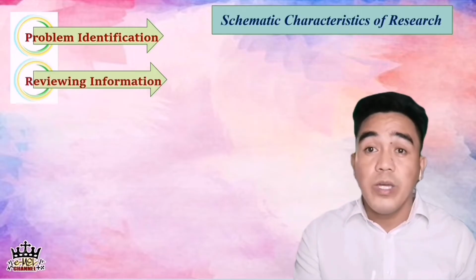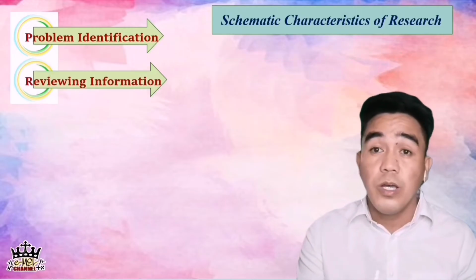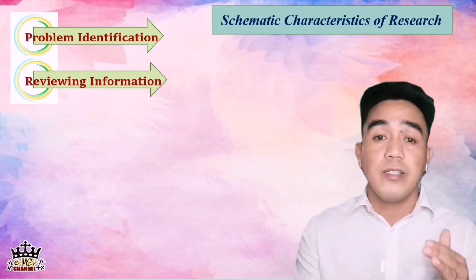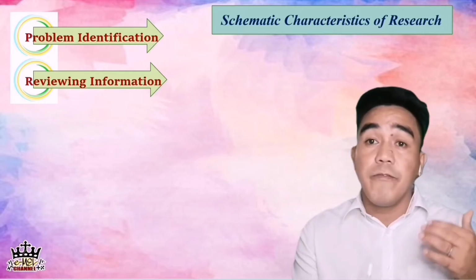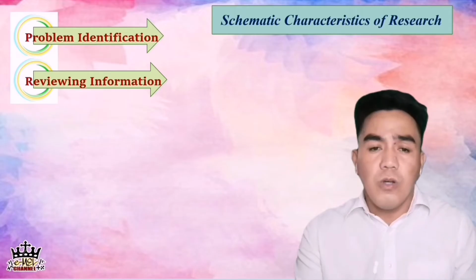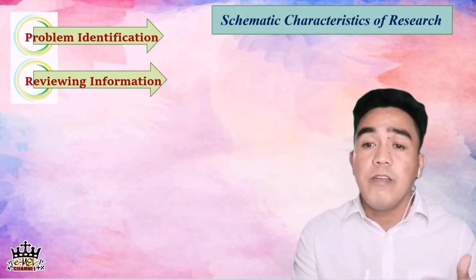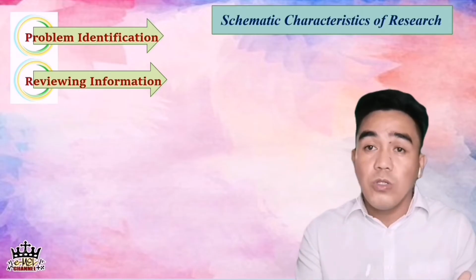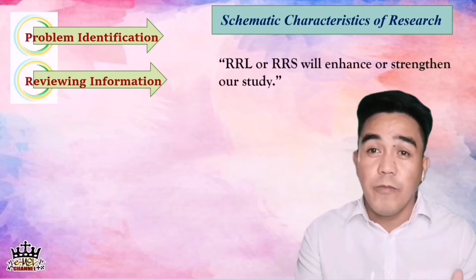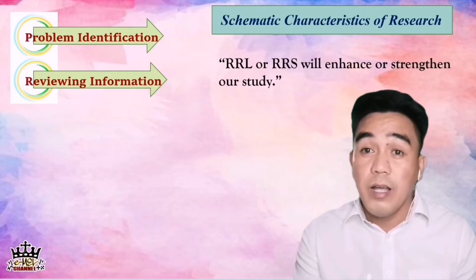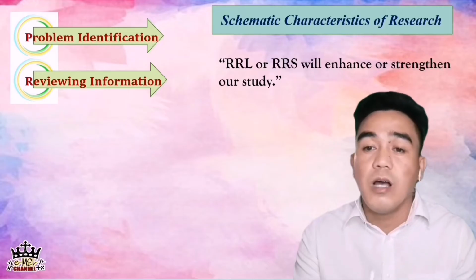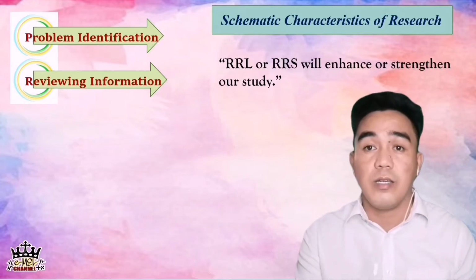Second, reviewing information. We know that before our study, there are already existing published researches. If not similar, then they are relevant to our study. So, it is better to solicit some information from them, to be part of our study. These are RRL, Review of Related Literature, and RRS, Review of Related Study, which will enhance or strengthen our study.